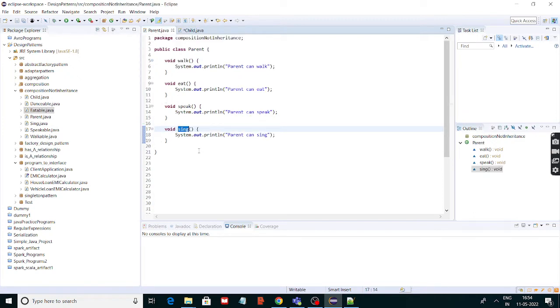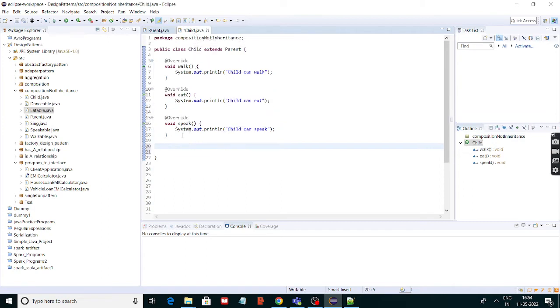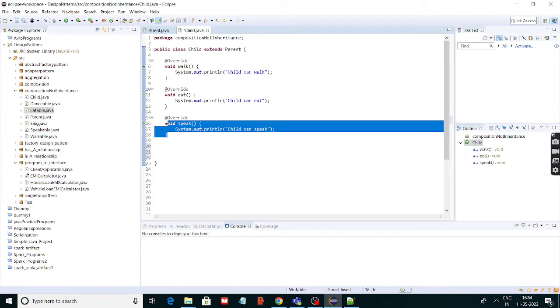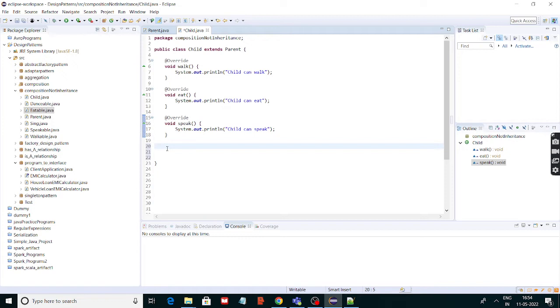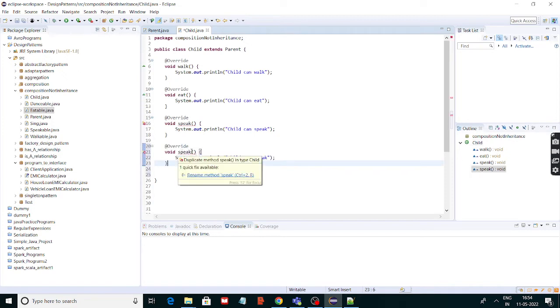Just because the parent learned singing, the child also should learn singing here. Whether the child sings in the same way as the parent, or in its own way, like overriding, the child should learn singing, because this is as per the inheritance principle. Now let's implement that singing in the child class.